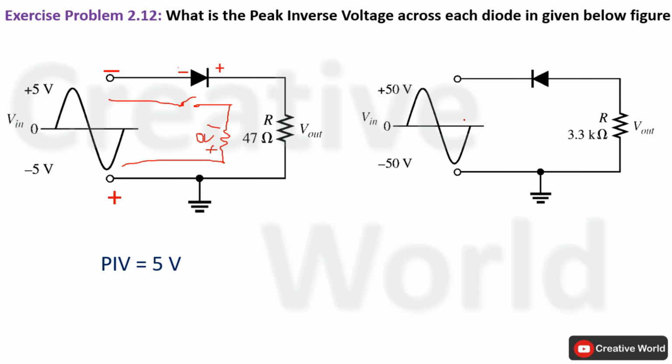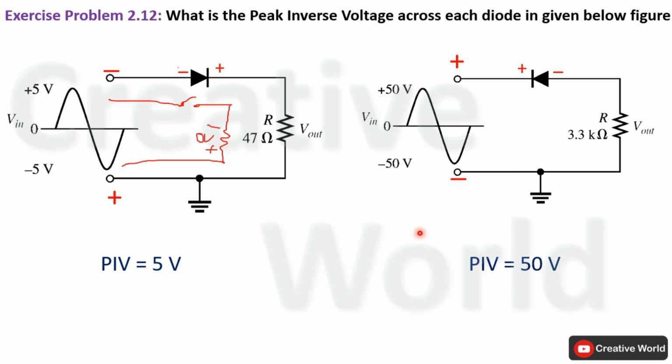Same case will be applied here. During the negative half cycle this diode conducts, but during the positive half cycle this diode does not conduct, because during the positive half cycle its terminals are like this, and positive is connected to the cathode while negative is connected to the anode. So it will act as an open switch because of reverse biasing. And whenever it acts like an open switch, all the half cycle AC input voltage will be appearing across its terminals. And during this half cycle, the peak voltage of AC input voltage will be considered as the peak inverse voltage across it. So the peak inverse voltage across this diode will be equal to 50 volt.